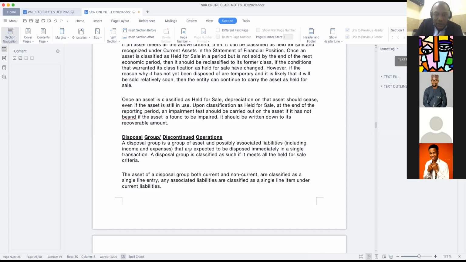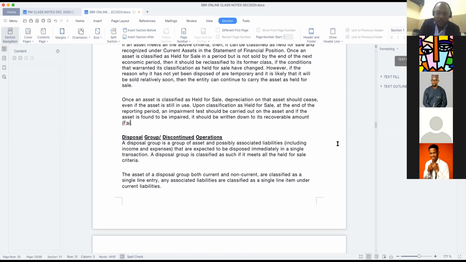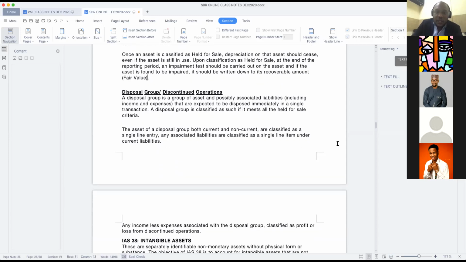Upon classification as held for sale, at the end of the reporting period, an impairment test should be carried out on the asset. And if the asset is found to be impaired, it should be written down to its recoverable amount. Technically, what you're going to recover from this asset is the fair value. So we're just using impairment terminology for this, and we'll come to see this clearly as we discuss impairment in the standard after the next one.